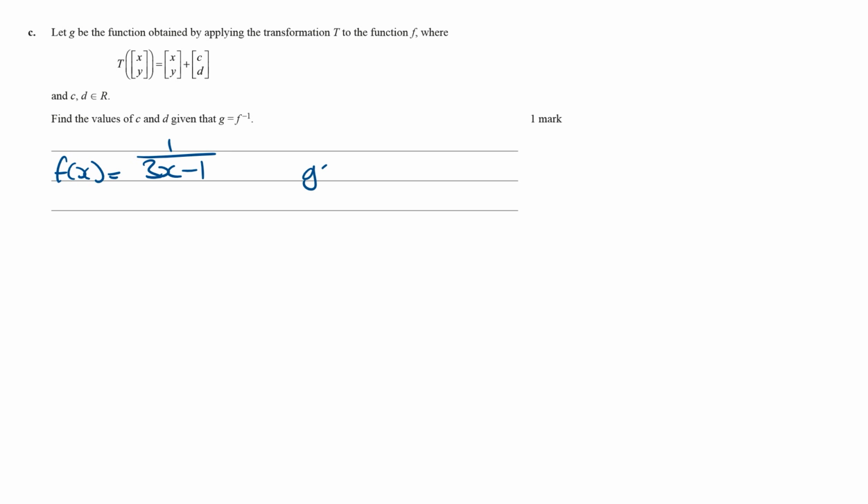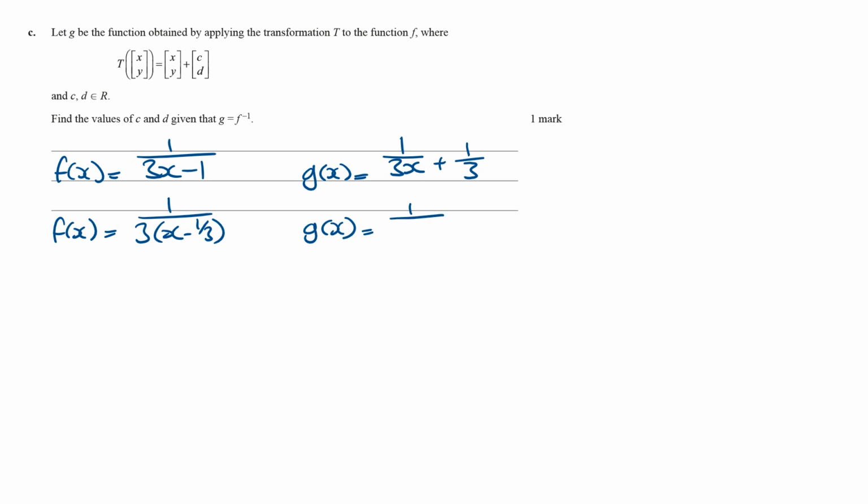And g of x, which is the transformed function, is the inverse of f, which we found to be 1 on 3x plus 1 on 3. In order to quickly read the transformations from f to g, what you need to do is rewrite each function so the coefficient of x is a positive 1. So f of x is going to be 1 on 3 times x minus 1 on 3, and g of x I'll write as 1 on 3 times x in brackets plus 1 on 3.